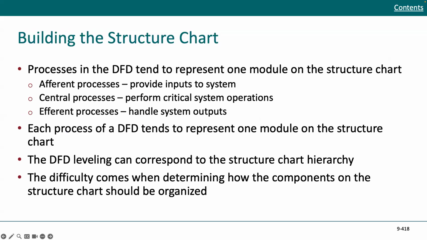So let's think about building the structure chart. The processes in the data flow diagram tend to represent one module on the structure chart. Afferent processes provide inputs to the system. Central processes perform critical system operations, and efferent processes handle system outputs. Each process of a data flow diagram tends to represent one module on the structure chart. The data flow diagram leveling can correspond to the structure chart hierarchy. The difficulty comes when determining how the components of the structure chart should be organized.